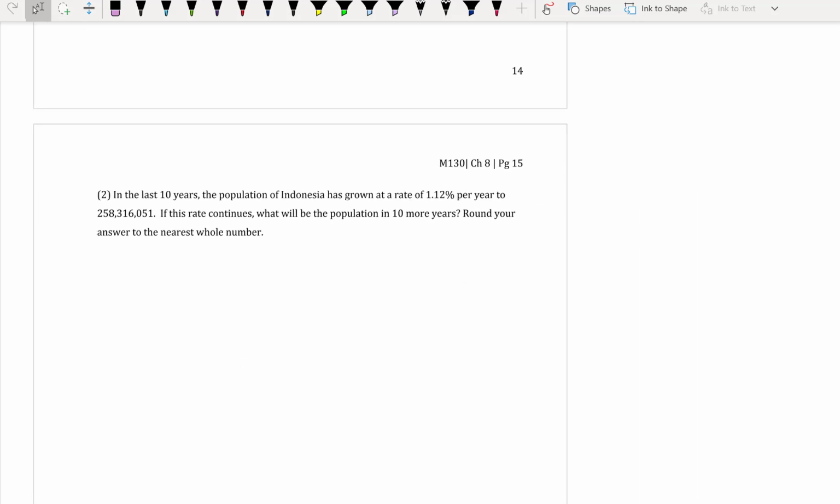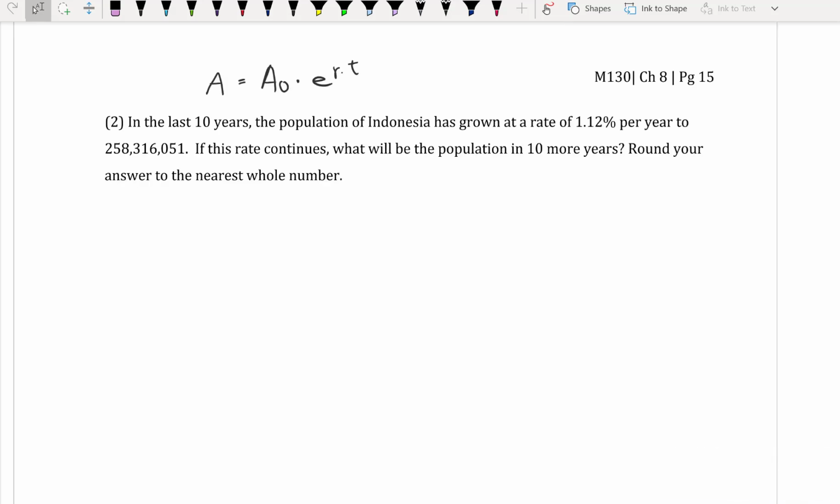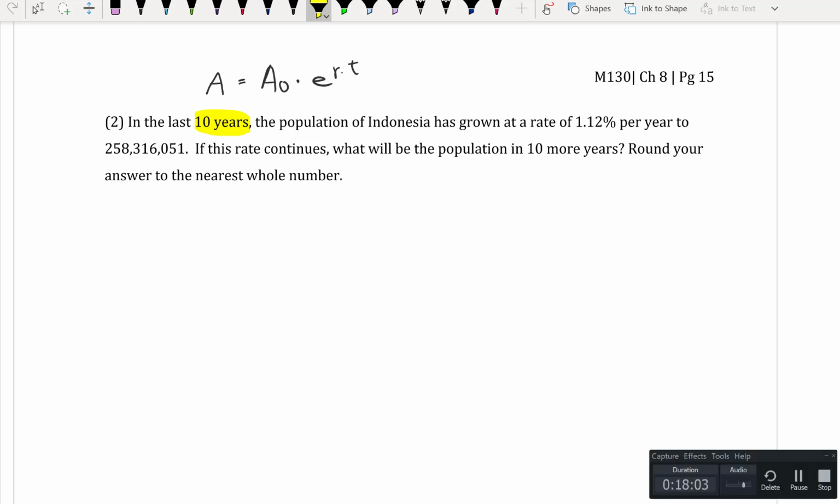For this problem, we're going to use that same formula. I wrote down my equation: A equals A naught times e to the power of r times t. So we have our years, and for our years, t is equal to 10. And we have the rate of 1.12%. If I'm changing it to a decimal, then r is equal to 0.0112.